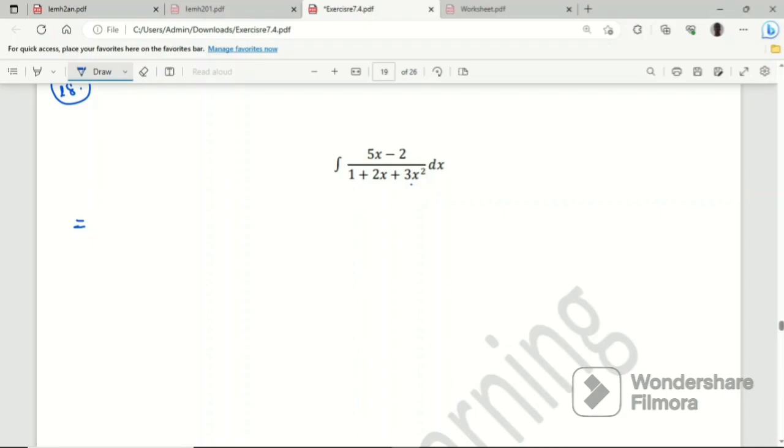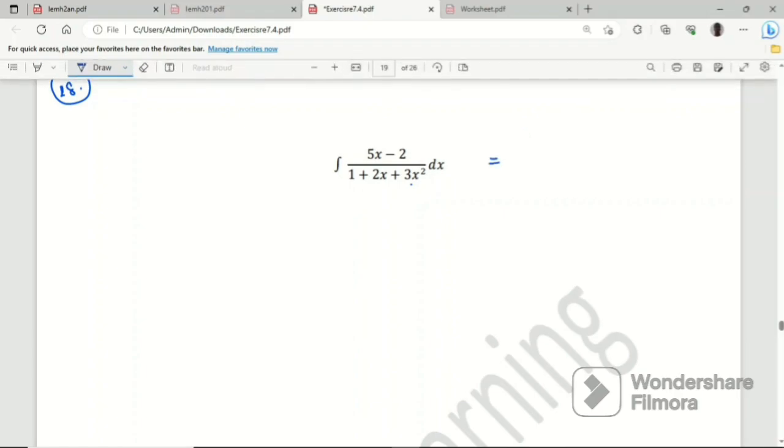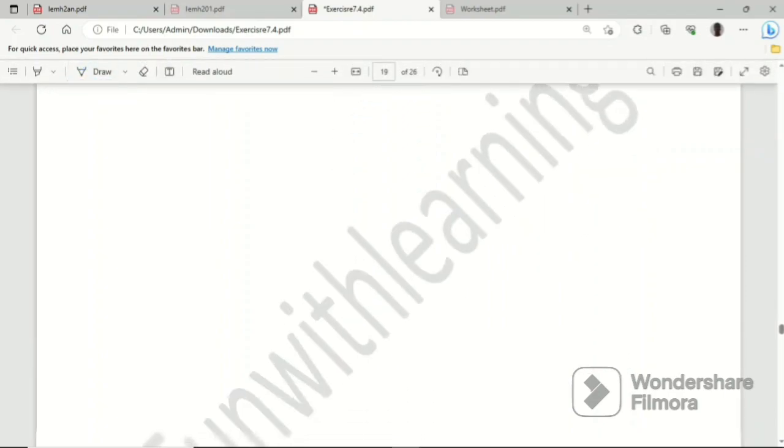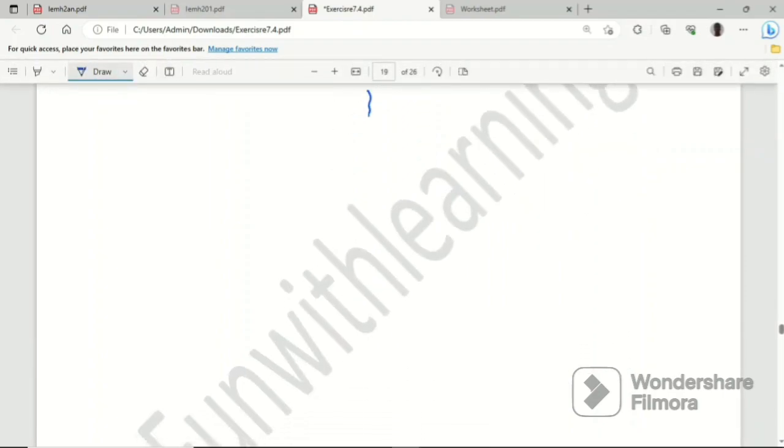So how to solve this type of integration? What do we do? We have a particular method to solve this type of question. It is in the form of px plus q upon x square plus bx plus c, and we cannot use substitution method here. So what do we do here? It is going to take more pages, so I'm drawing one line here.